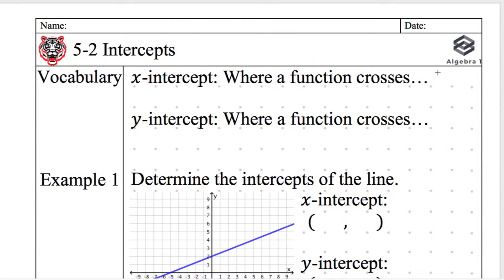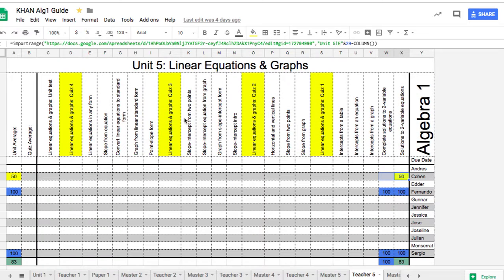The x-axis, yeah. Thank you, Andres. The x-axis. So, Andres, you're turning in your participation card.